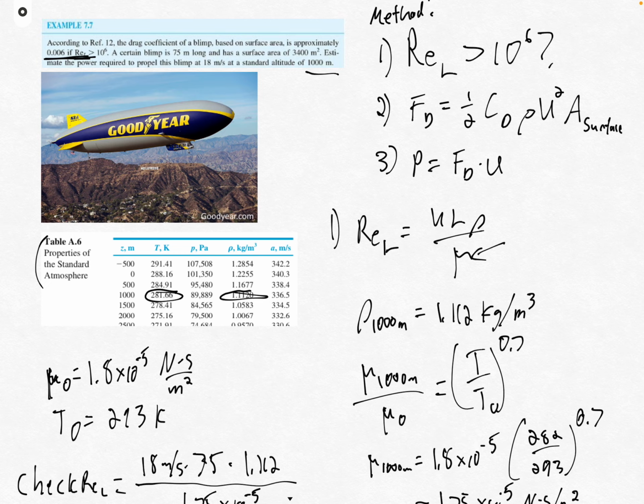You can't just assume, right? You can't just assume just because it's given that it's going to work. I do want to see you check it, right? And that is a key piece of this problem. So if this were on the exam or something, and you didn't check Reynolds number, you'd be missing out on potentially a third of the points on this problem.